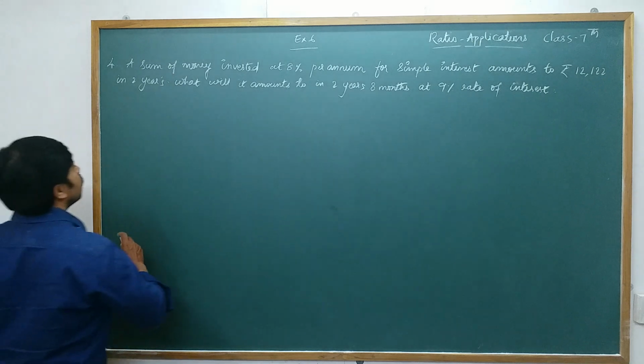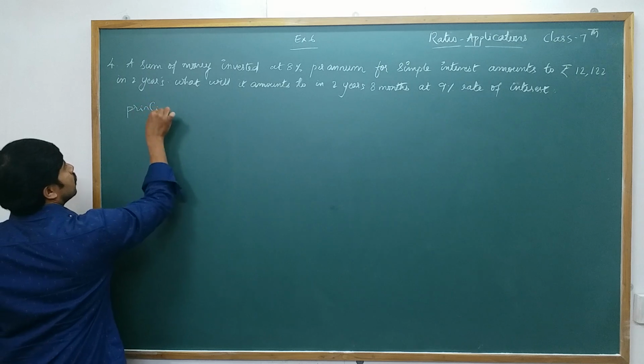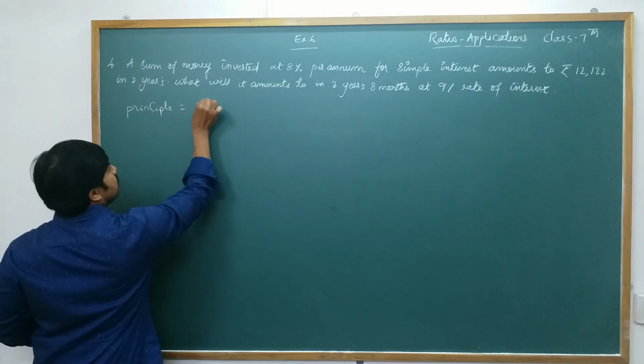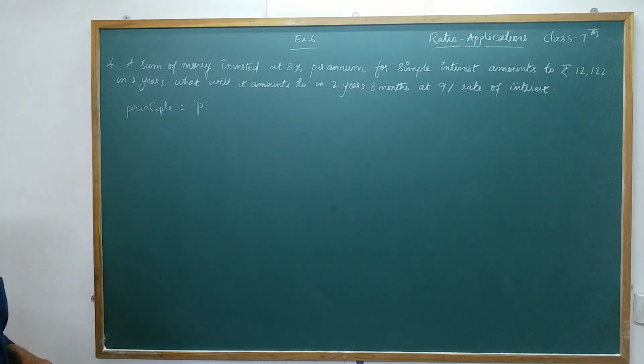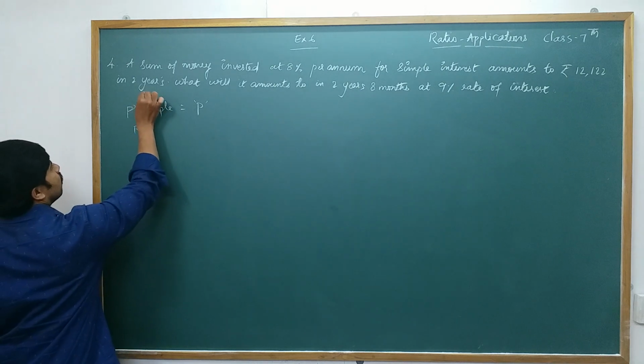Okay, so in the first case we don't know what the principal is. So principal we assume as P. Let the principal we assume as P. Now what is the rate of interest? See, this is the first part.